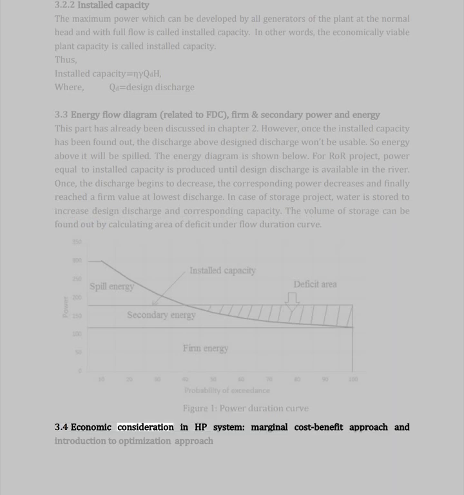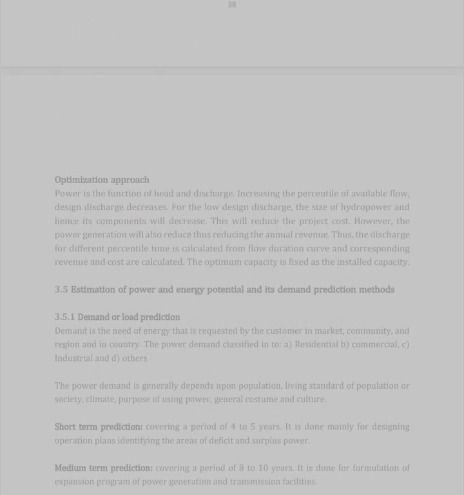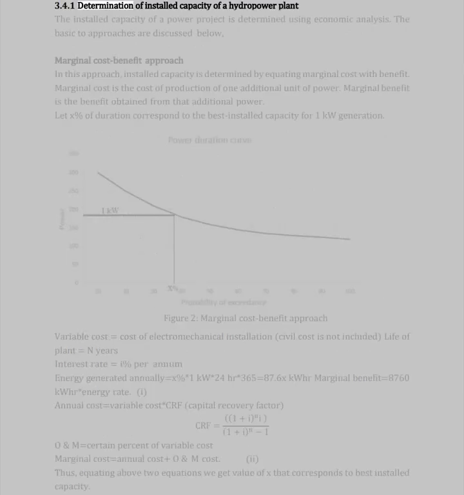3.4 Economic consideration in HP system, marginal cost benefit approach and introduction to optimization approach. 3.4.1 Determination of installed capacity of a hydropower plant. The installed capacity of a power project is determined using economic analysis. The basic two approaches are discussed below.